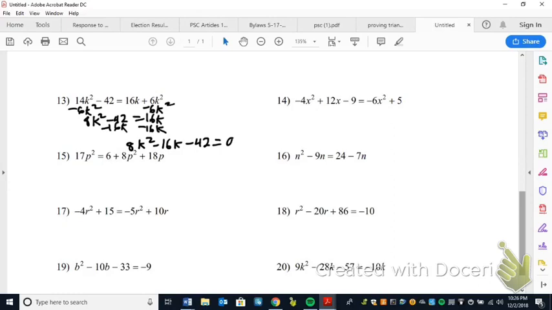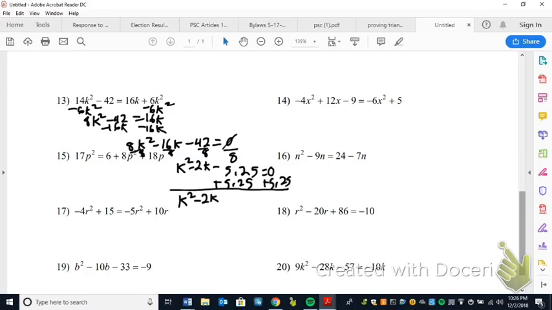Okay, so now what we need to do is divide by 8. Now, when you divide by 8 here, you're going to notice something unfortunate, and that is 8 doesn't go into 42 evenly. So we end up with negative 5.25. Not really a big deal, as you'll see. So what we're going to do is add 5.25 to both sides. So now we have k squared minus 2k equals 5.25.